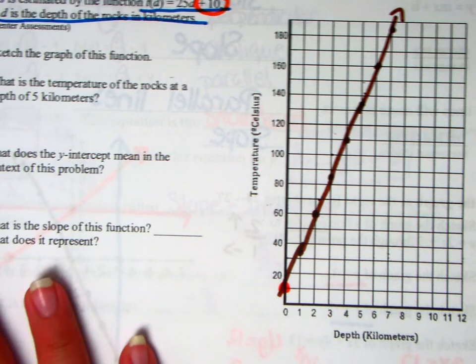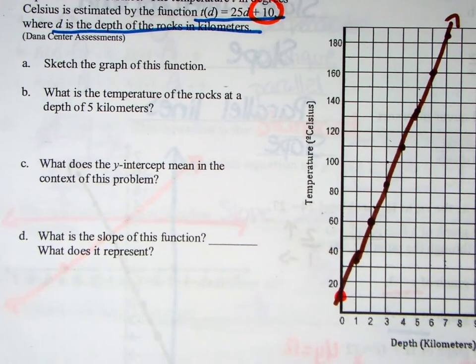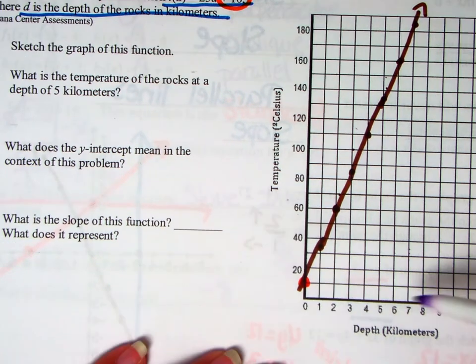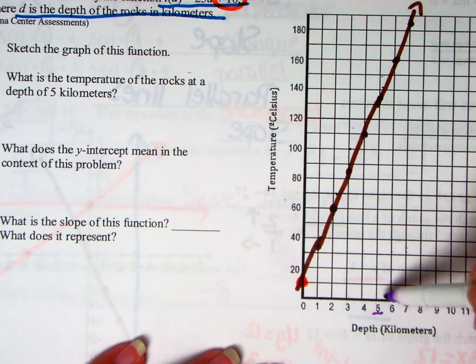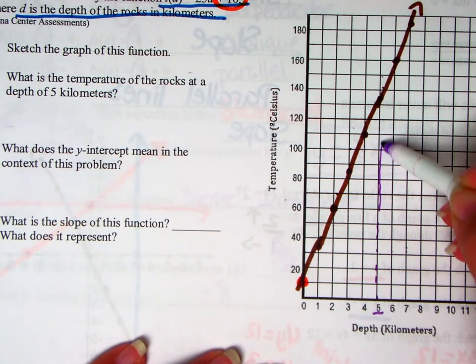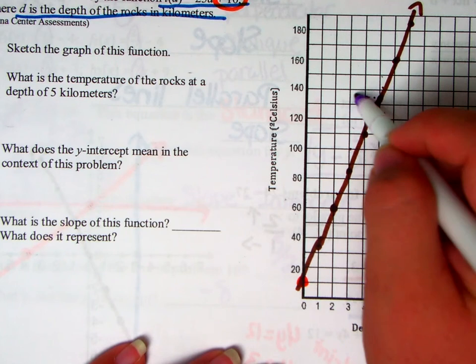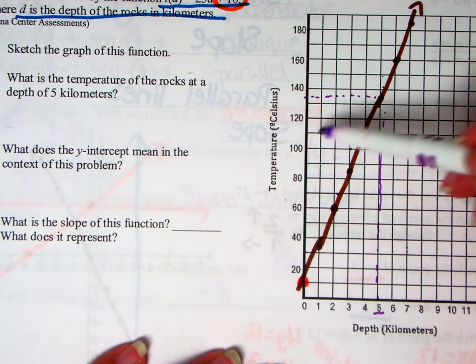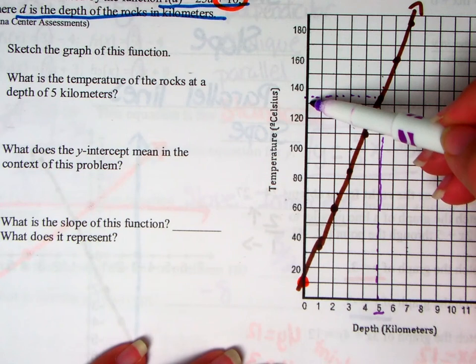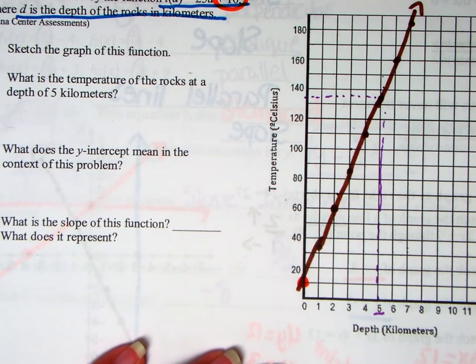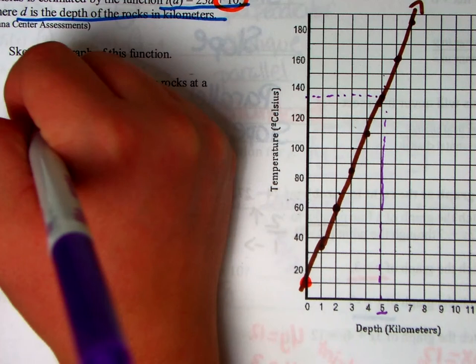So, did we graph it? Yes, we did. It wasn't a multiple choice question. We didn't just circle a letter. We read the problem. Part B says, what is the temperature of the rocks at a depth of 5 kilometers? Let's look at our x-axis, because it says the depth. Find the 5. Go up. Go across. Right there, it's in between the 130 and the 140. I would say that's 135.